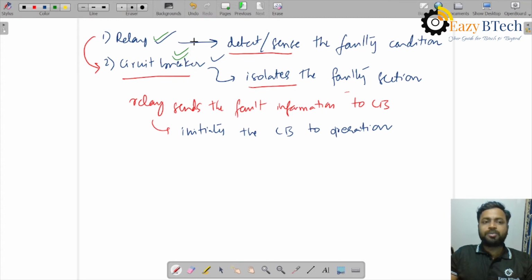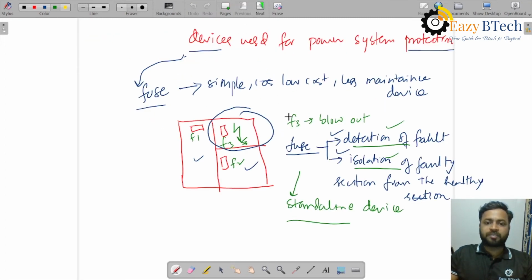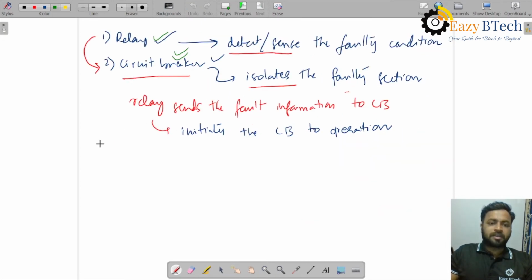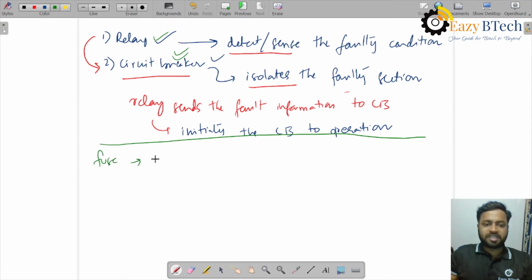Coming to some of the drawbacks of our fuse: although the fuse doesn't cost much and its maintenance is almost negligible, it suffers from some drawbacks. The fuse is a sacrificial device, in the sense that it blows out after each operation and it has to be replaced or rewired after every operation.